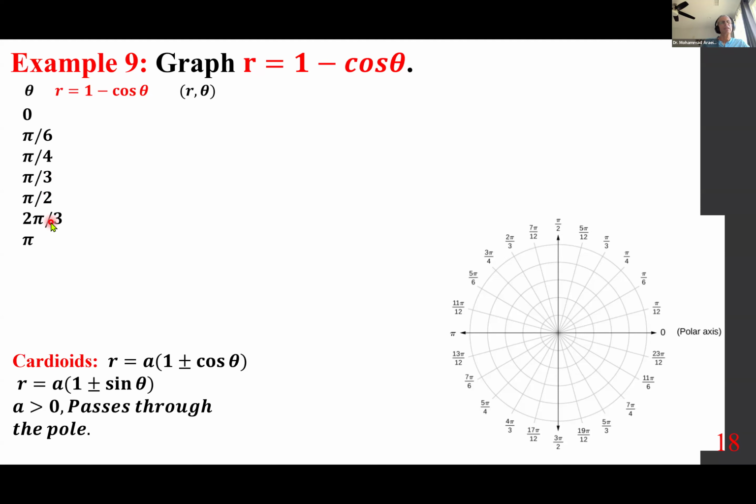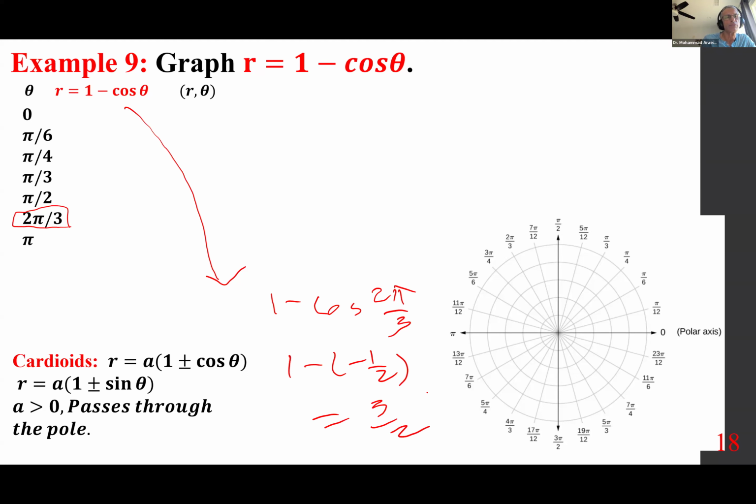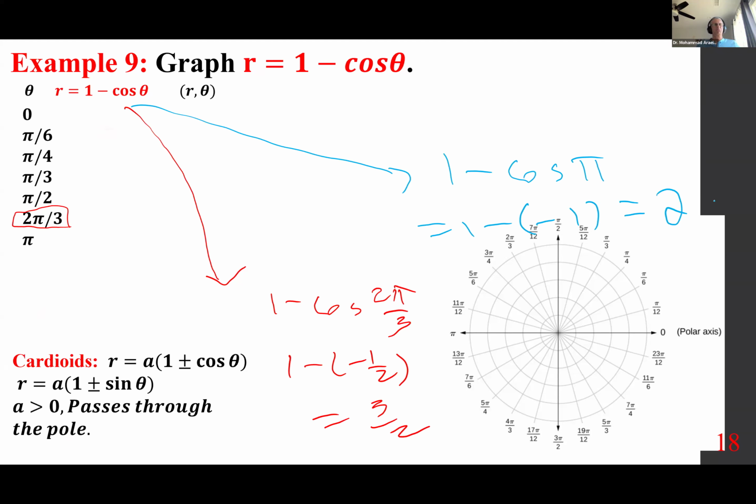2 pi over 3, cosine is negative 1/2, the same as pi over 3 but in the second quadrant where cosine is negative, so it's 1 minus negative 1/2. Let me actually write that. For this one, we get 1 minus cosine of 2 pi over 3, which is 1 minus negative 1/2, which is 3/2. For pi, let's just write it for pi too. 1 minus cosine pi, 1 minus negative 1. Just so you see, it's very easy to evaluate them. I'm going to erase my work in a moment.